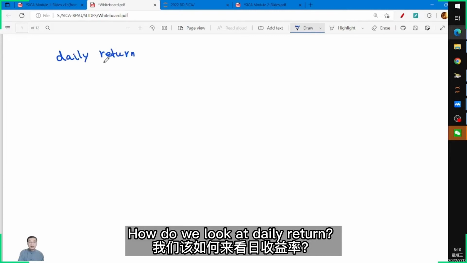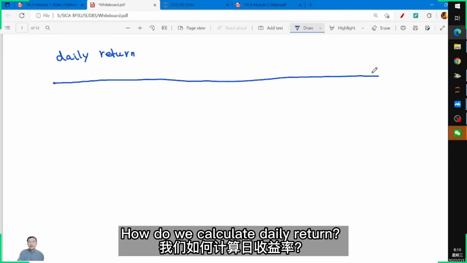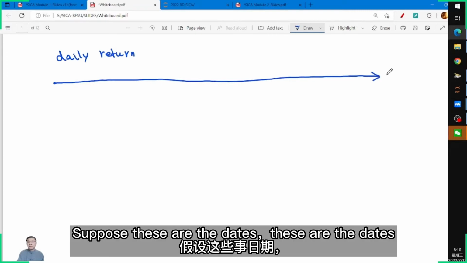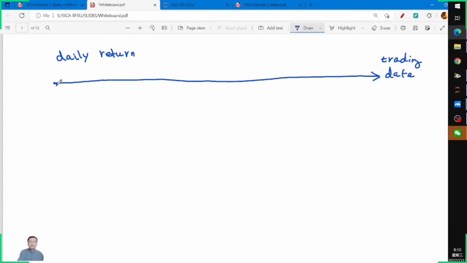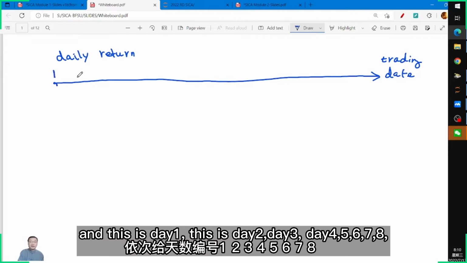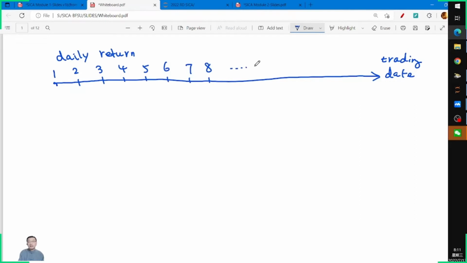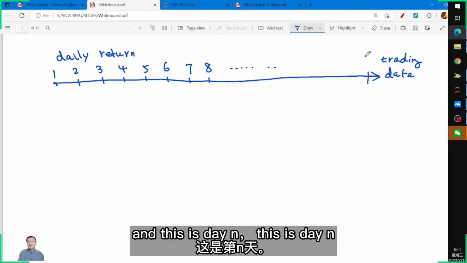How do we look at daily return? How do we calculate daily return? Suppose these are the dates. We suppose these are the trading dates or business dates. And this is day 1, this is day 2, day 3, day 4, day 5, day 6, 7, 8, and so on. And this is day N.